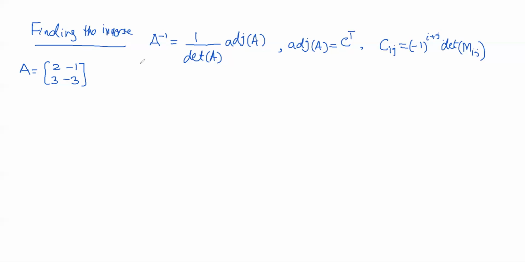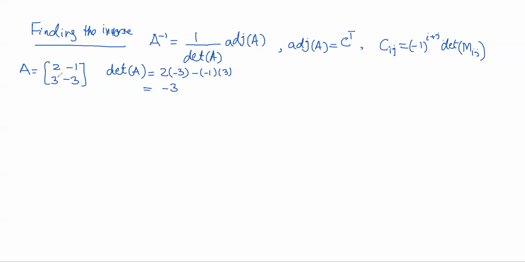First of all, it will be easier to find the determinant of A. So the determinant of A will be 2 into -3 minus 1 into 3. So it is -6 plus 3, which is -3. Okay, so this is the determinant of A. Next we need to find the adjoint of A. For the adjoint, we need to find the cofactors, and for the cofactors, we need to find the minors.